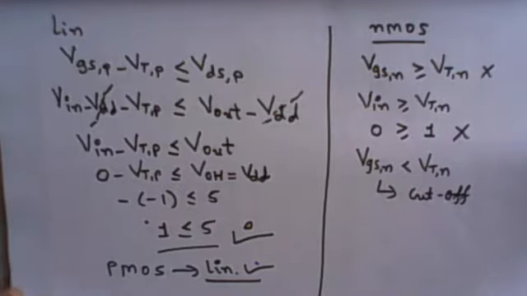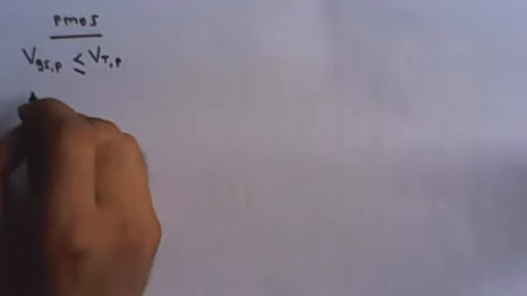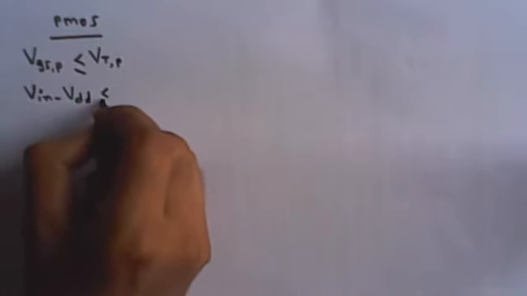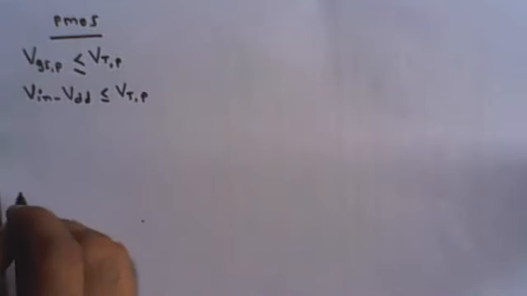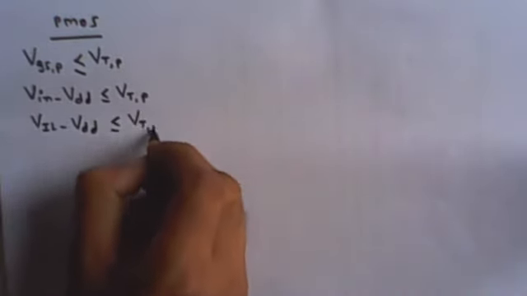Let's find the operating region of the PMOSFET first and then we'll find it for the NMOS. Now let's check whether the PMOSFET is conducting or not. Whenever the VGS of P is less than the threshold of P, then it's operating in a conducting region. So let's substitute the VGS of P in terms of input. It is input minus VDD. Is it less than or equal to VTP or not? Then input is VIL minus VDD. Is it less than or equal to VTP or not?